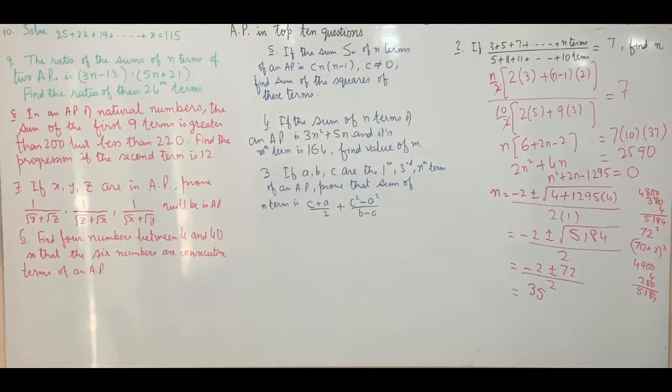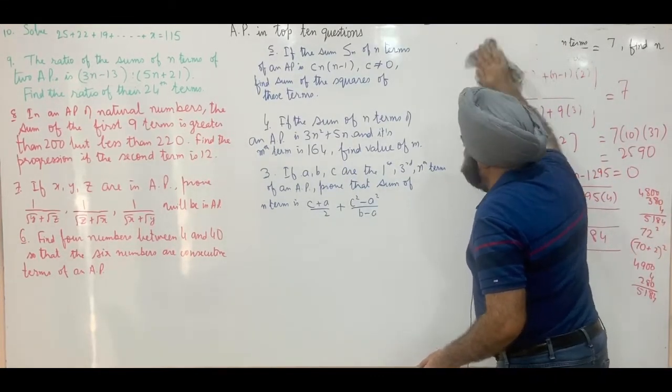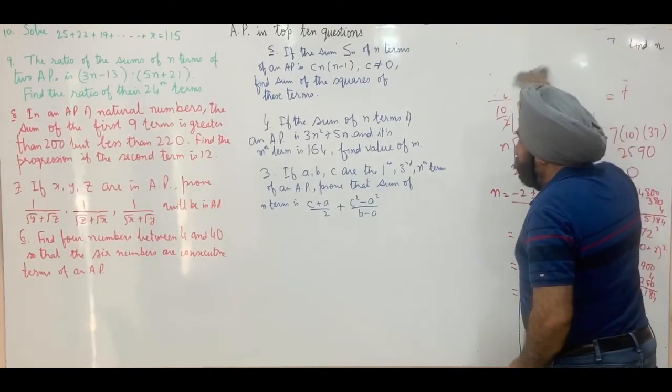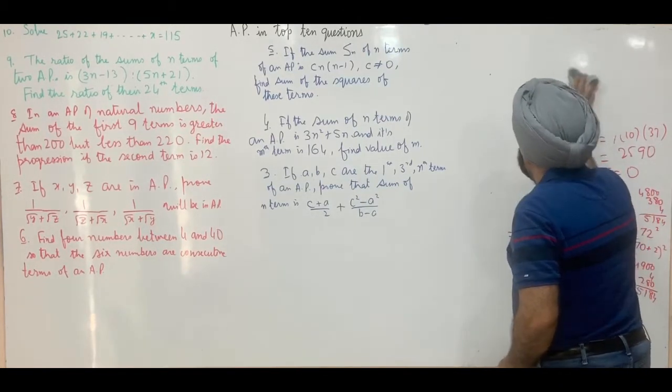The third question. a, b, c are given as the first term, third term and the nth term of an AP, and we have to find the sum of the terms in AP and the number of terms of AP.